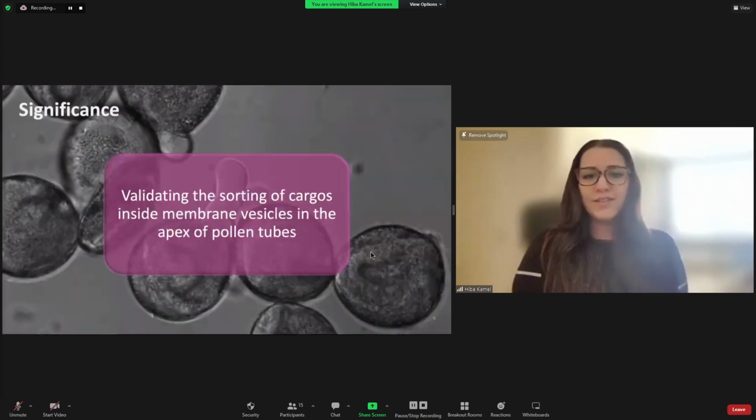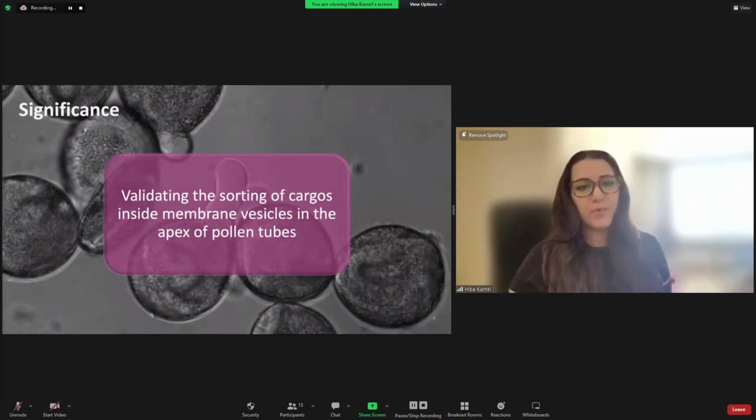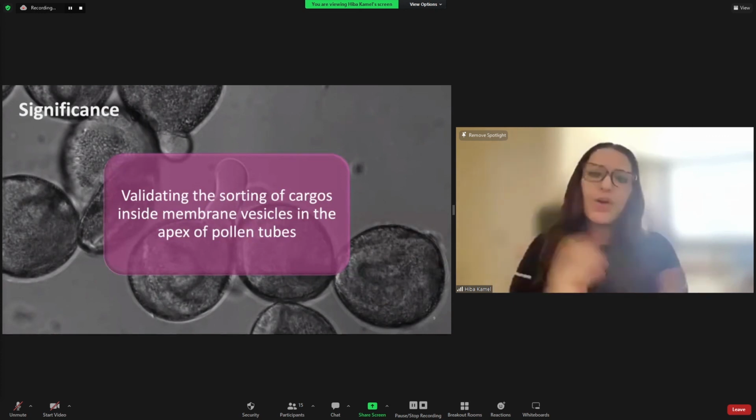So finally, my research wants to simply validate the sorting of cargoes inside membrane vesicles in the tip of pollen tubes.